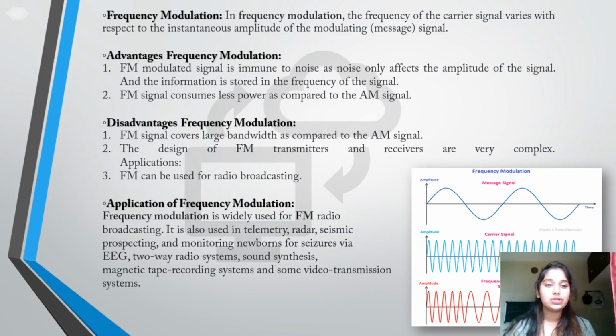What's disadvantages of FM? FM signal covers large bandwidth as compared to the AM signal. The design of FM transmitters and receivers are very complex. Applications of FM. FM is used widely in FM radio broadcasting.